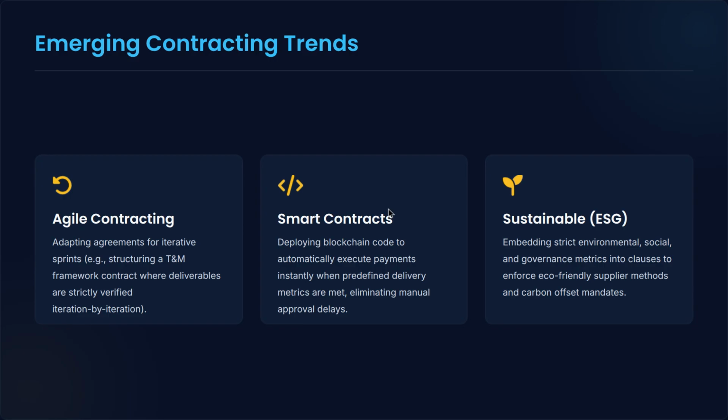Modern organizations are embedding ESG clauses directly into vendor contracts. This ensures that our suppliers on Project EcoTransit use low-carbon manufacturing methods and fair labor practices, aligning our procurement directly with global sustainability goals.